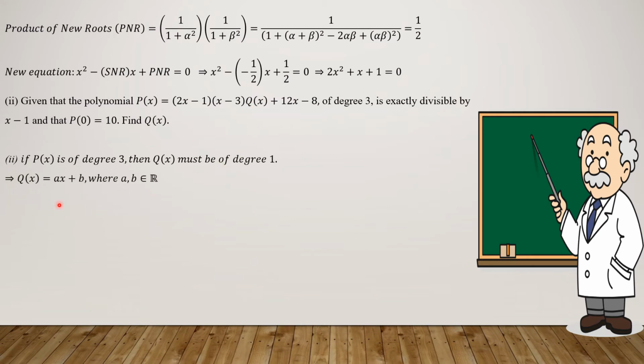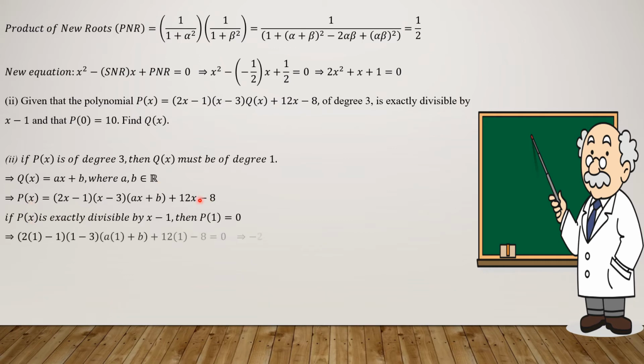So logically, we get that q of x must be of degree 1. Okay, so if we just say let q of x be equal to ax plus b, which is a polynomial of degree 1, where a and b are real numbers, then we can now write p of x as this. Now, if p of x is exactly divisible by x minus 1, then p of 1 should be equal to 0, because if we say let x minus 1 equal 0, then x equals 1, therefore p of 1 should be equal to 0 if p of x is divisible by x minus 1.